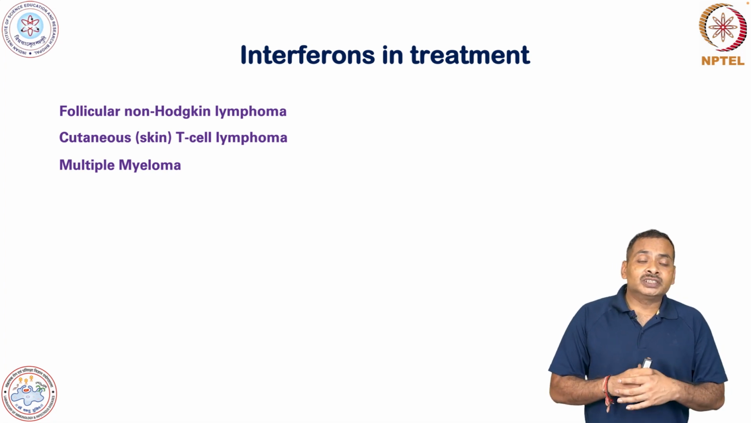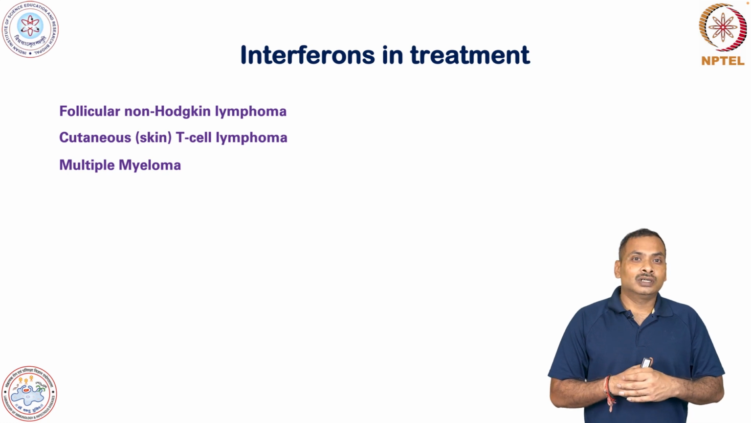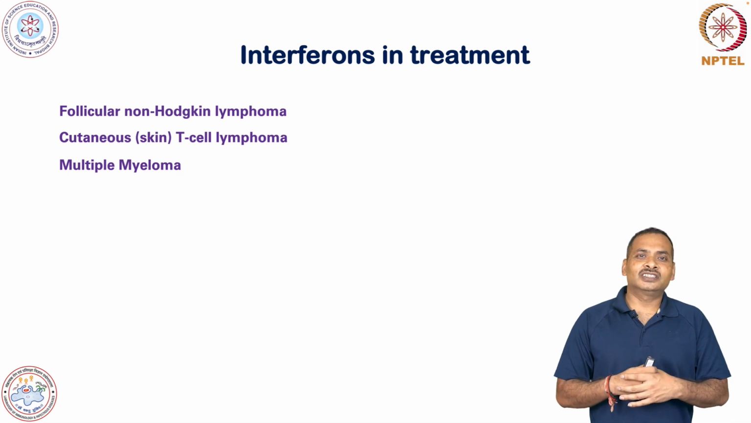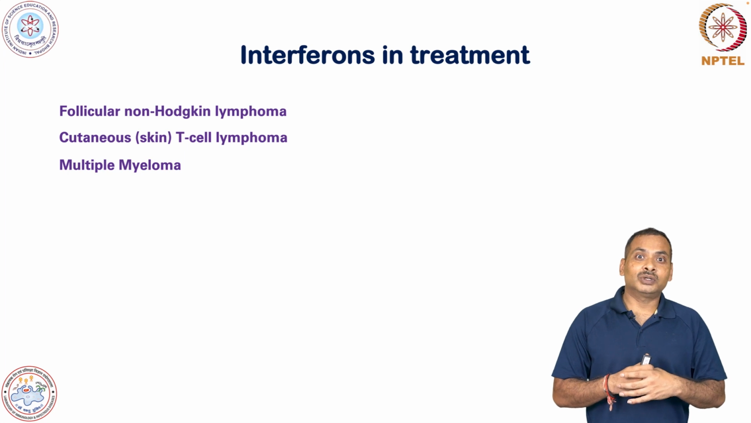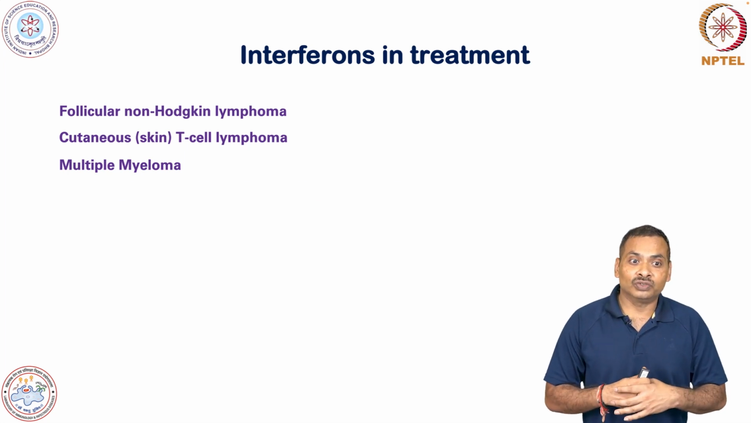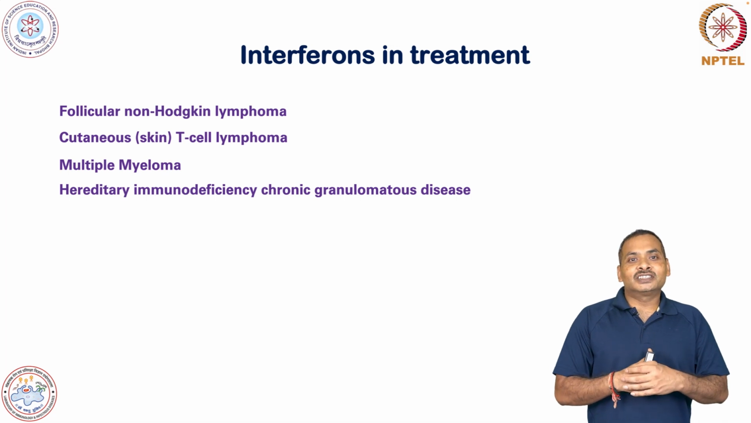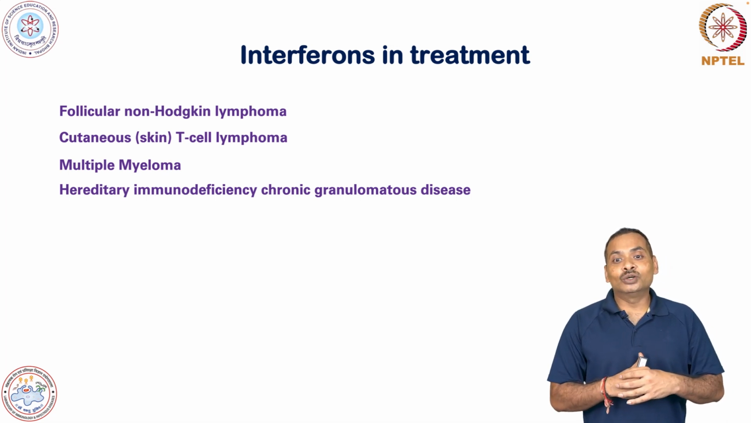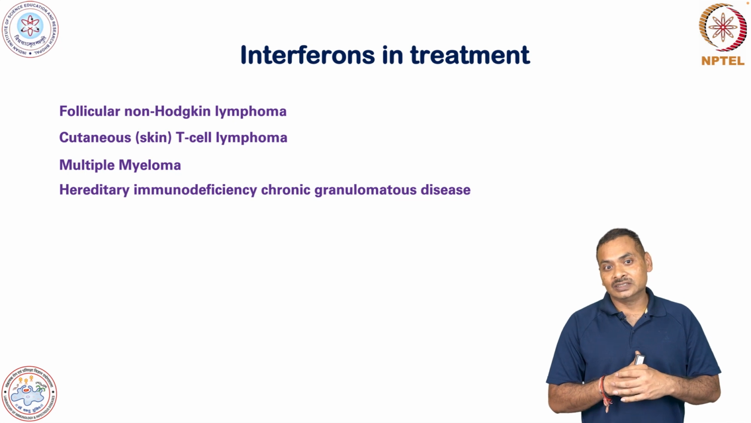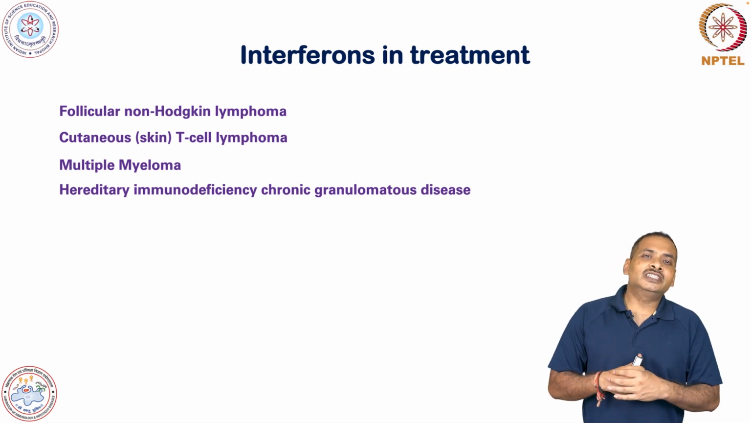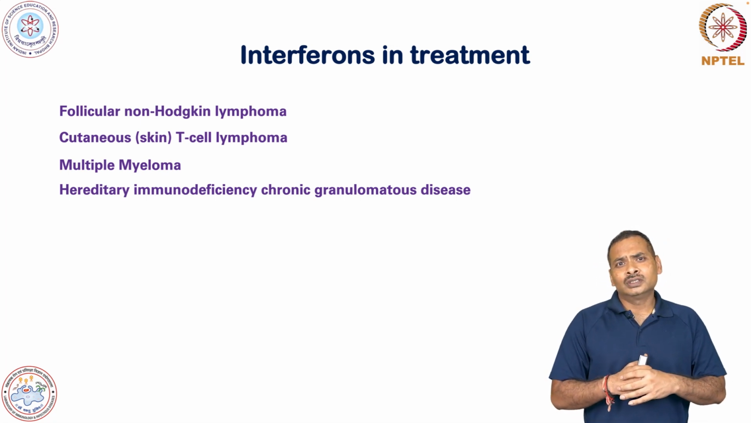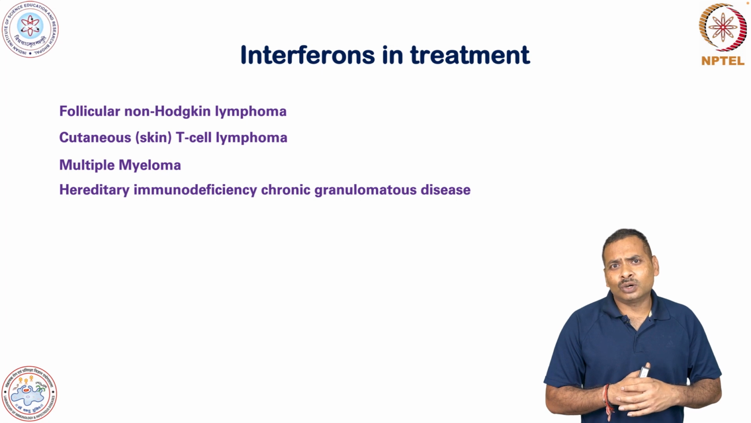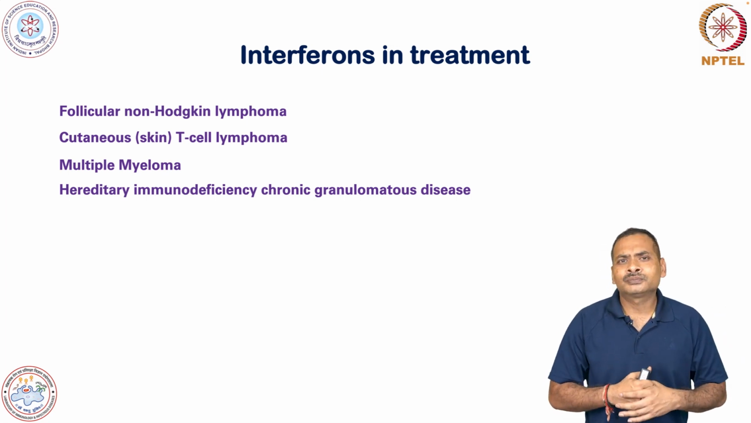It is also used in the treatment of some congenital disease, which I have discussed at great length in a previous session when I discussed the immune cell neutrophils. I have discussed at great length chronic granulomatous disease, CGD. So CGD is basically a deficiency of function of NADPH oxidase due to some mutation.